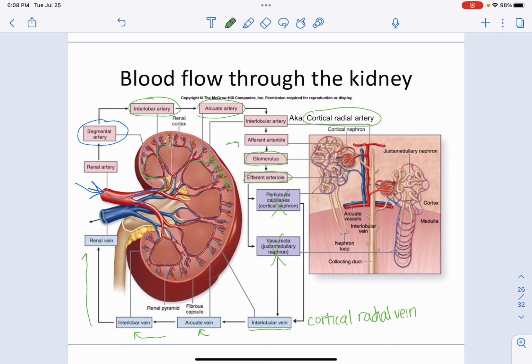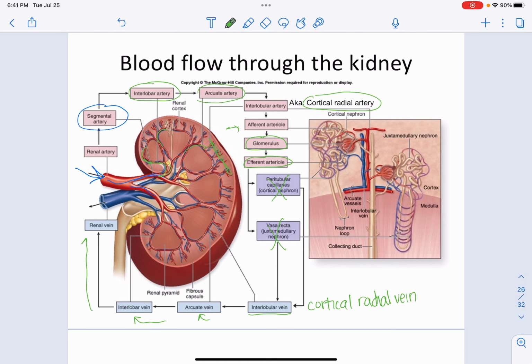It's actually kind of important, so it is good to understand how blood is flowing through the kidneys. I also want to mention, and you probably realized this, that there was no segmental vein. This is argued a little bit in the literature, but we're going to use this diagram as our flow, and we're going to go with the idea that there is no segmental vein. It goes from the interlobar vein, and then it enters the renal vein.